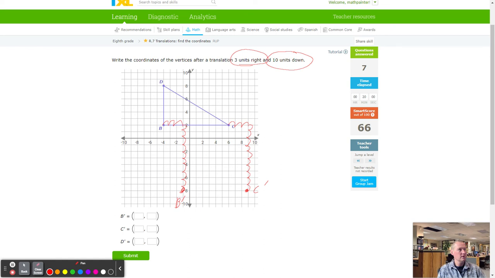And D, to the right, 3 units. 1, 2, 3, 10 units down. 1, 2, 3, 4, 5, 6, 7, 8, 9, and 10. D prime. All right. Connect it all up. It should match what we have here. And they match. That looks good.